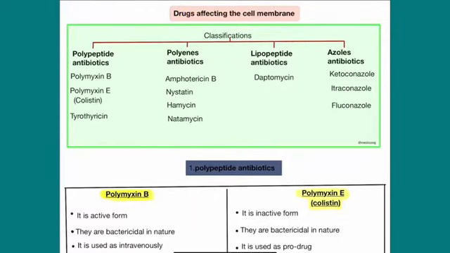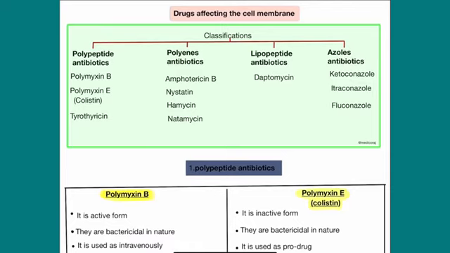Drugs affecting the cell membrane. I classified drugs affecting the cell membrane into 4 categories. First is the polypeptide antibiotics, second is the polyene antibiotics, third is the lipopeptide antibiotics, and last is the azole antibiotics. Polypeptide antibiotics are like polymyxin B, polymyxin E, and tyrothricin.